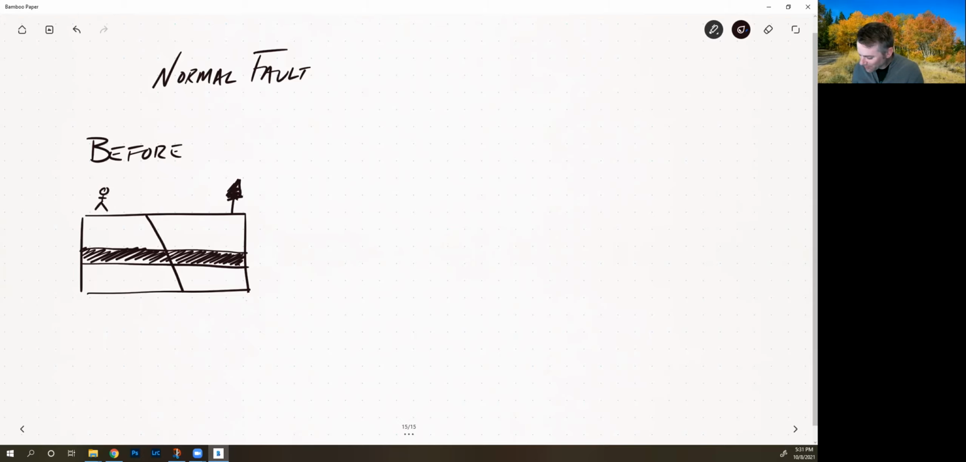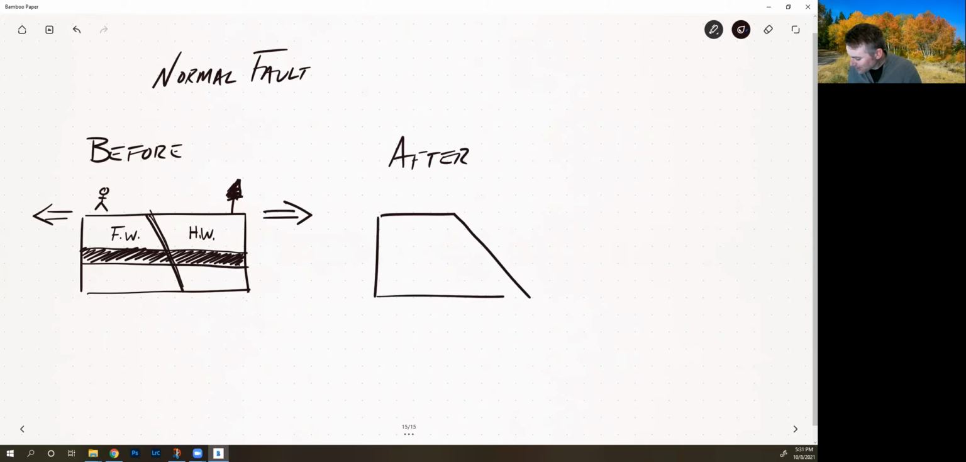So this is before. And in a normal fault, if we have tension, that means we're pulling everything apart like this. What that does is it allows this, which is going to be the hanging wall, which I'm just going to label HW. This is going to be our footwall like this. It allows our hanging wall to slide down the fault plane, which is this one right here, right? So the after then in a normal fault would look like this.